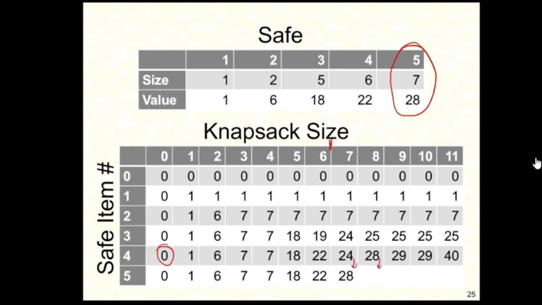28 or 1 plus 28 would be 29. That's better. Okay, how about 29 or 6 plus 28? 29 or 6 plus 28, let's go 34. 29 or 7 plus 28, 35 is better. And then 40 or 7 plus 28, 35, 40 is better, and 40 is the final answer. This is, for a capacity of 11, and having considered every possible item, pick or don't pick, 40 is our value. Now we don't know what we picked yet, we just know we got a value of 40.